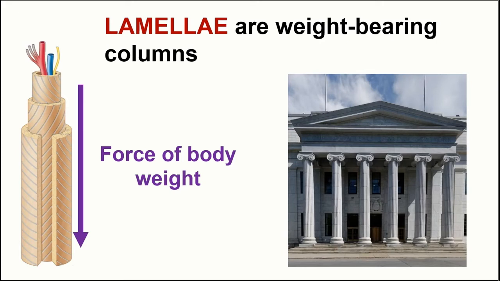The reason that lamella are oriented in the way that they are, they tend to be oriented vertically, is because they are oriented parallel with the force of body weight. That way they can act as weight-bearing columns or pillars, similar to the weight-bearing pillars or columns that we've seen in some architecture to help support buildings. And so that means that the force of body weight is being supported by the entire length of the lamella there.